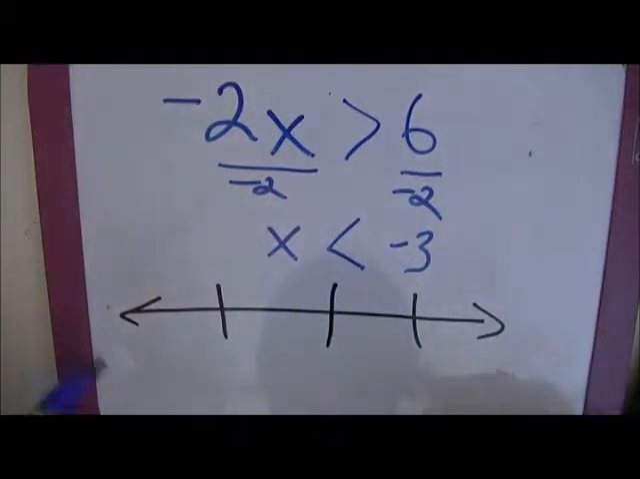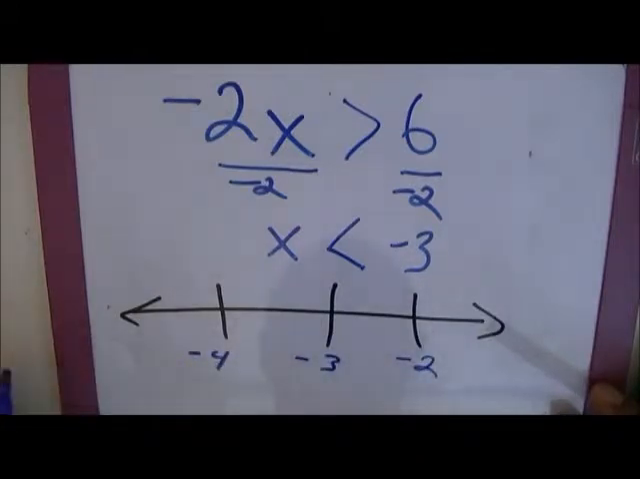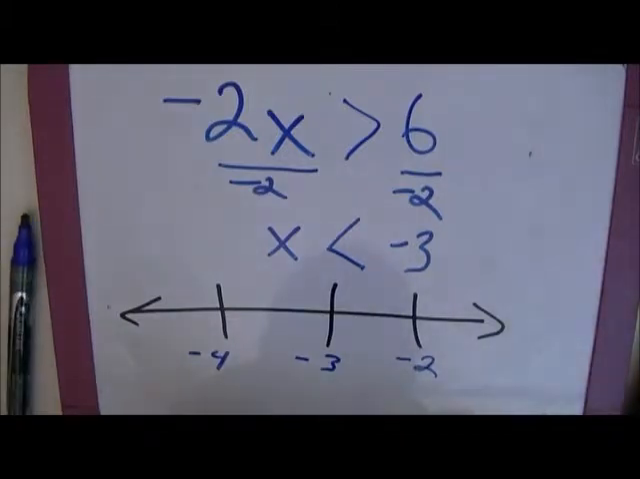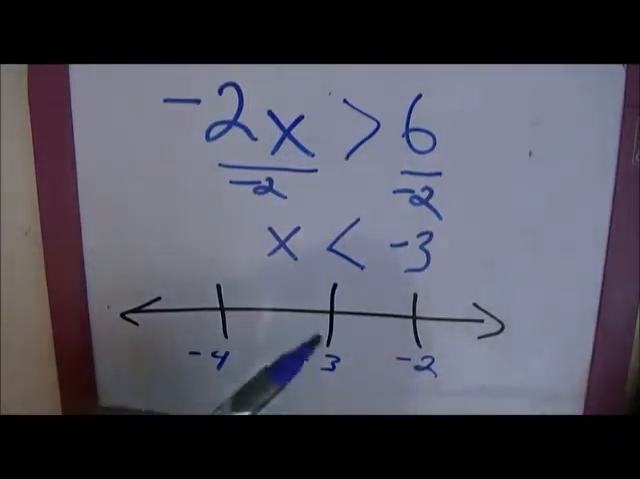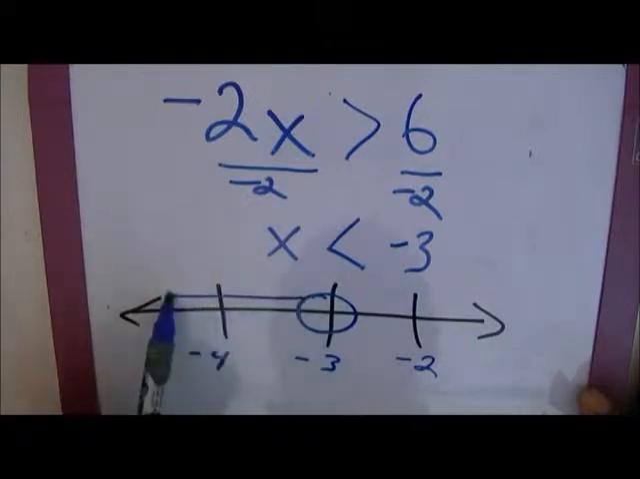And so with that, on my number line, I would write something like this. Let's make this negative 2, negative 3, negative 4. And x is less than, so it's going to be an open circle at negative 3. The numbers in this direction are less than negative 3.